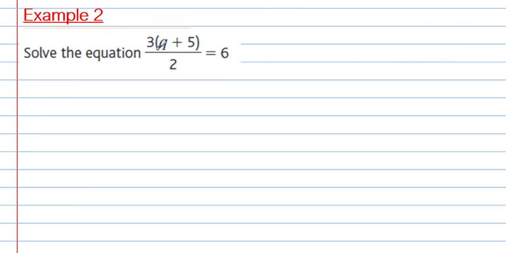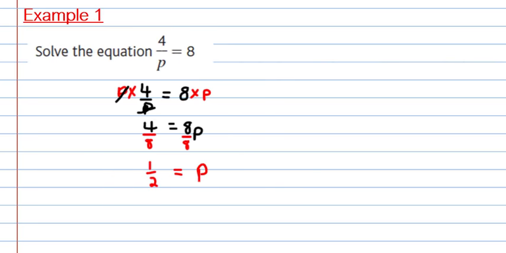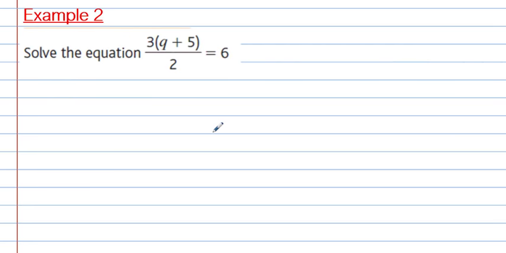Okay, so we have this equation here, but we are looking to solve for q. We want to know what q is. If we go back to that first example quickly, we know that p is half. So 4 divided by half will give you 8, so that works. You can always test your answer to see if it works or not. Okay, first step here, we want to get rid of this 2. Don't forget that this 2 is dividing 3 into bracket q plus 5, okay?